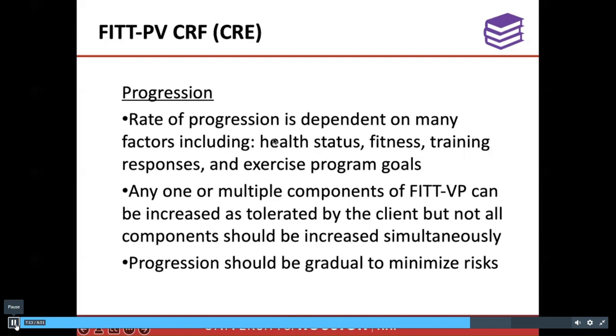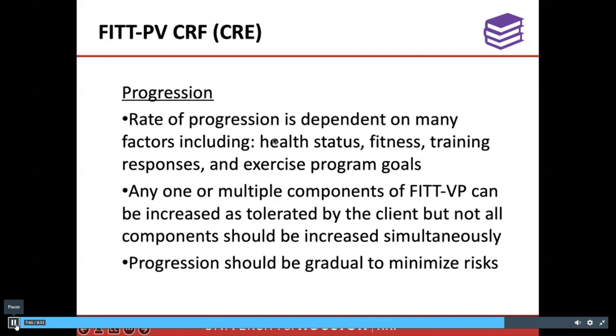P, progression. The rate of progression is dependent on many factors, including health status, fitness, training responses, and exercise program goals. So somebody who is coming to you and you're starting them on light intensity exercise because they're really deconditioned, their progression may be slower than somebody who's young and healthy and used to do sports, but haven't really done anything. Maybe they graduated college and started a desk job and they just took a while to get into a new routine. The progression is going to be different for those groups.